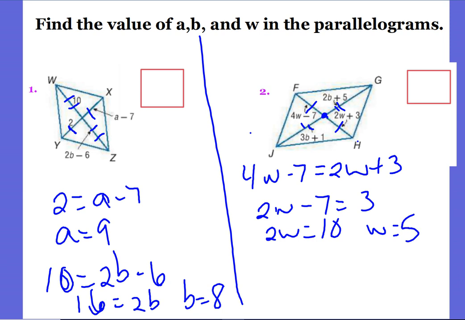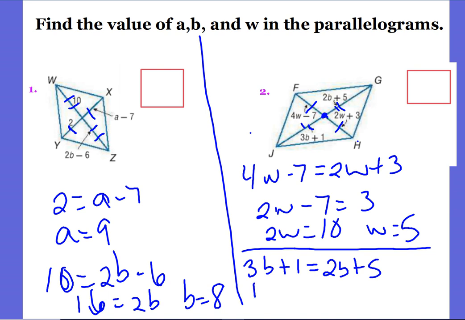Very similarly, I will go ahead and set 3B plus 1 equal to 2B plus 5 because of their congruency. Subtract the 2B on both sides, you get 3 minus 2, which is 1B, and subtract the 1 on both sides, you get B equals 4.